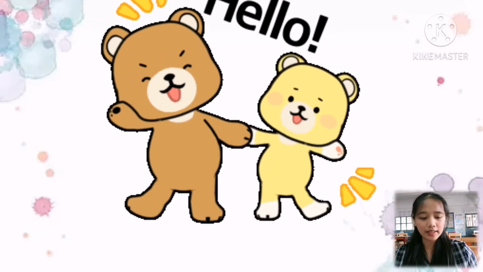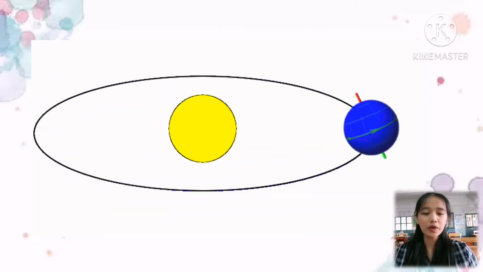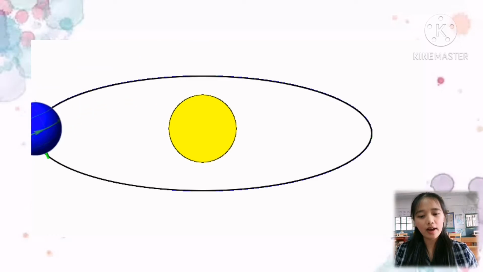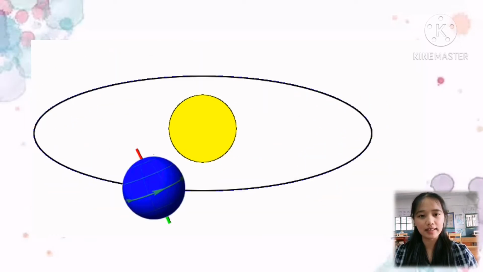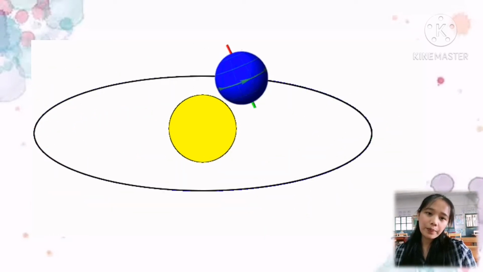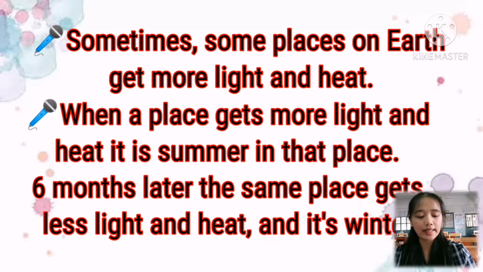Hello, grade 2. This will be a continuation of the lesson that we had earlier, which is day and night. As we learned, the earth spins around its axis, and the earth moves around the sun. In there, we saw that the earth's axis is tilted. It's not straight, but it is tilted. Being that said, sometimes some places on earth get more light and heat. When a place gets more light and heat, it is summer in that place. Now, 6 months later, the same place gets less light and heat, and it's winter.